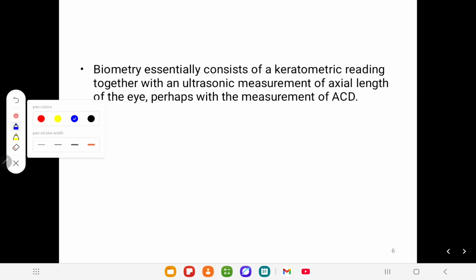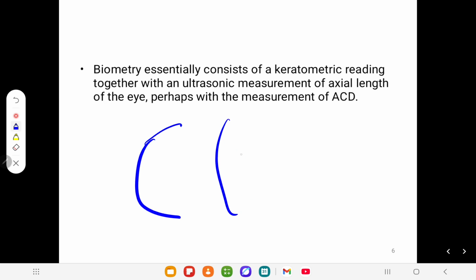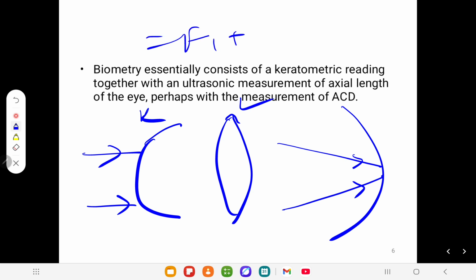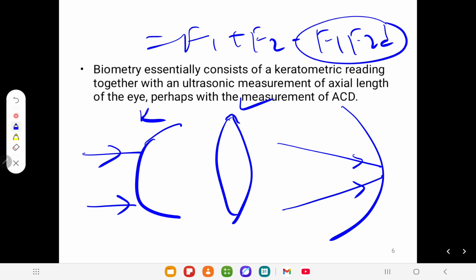Because let me clear it up. See, there are three components, isn't it? One is cornea, one is lens, one is retina. We want light coming from infinity focused on the retina. So basically, there are two major components, that is the cornea, which is keratometry, and the lens, and the distance between these components, isn't it? That's the formula you have read: F1 plus F2 minus F1 into F2 into D. That's the Gouldstein formula. It's very important, the effective lens, the distance between the two lenses. The distance between two lenses is ACD.